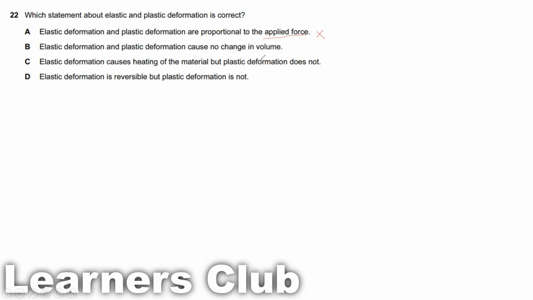They do have a change in volume, so this statement is incorrect. Elastic deformation causes heating of the material, but plastic deformation doesn't. That's totally incorrect. Elastic deformation is reversible. Reversible means it goes back to its original length, so that part is true. Plastic deformation is not reversible. Once it is permanently deformed, you cannot get the original length. So there is a permanent extension added to the original length. As a result, it is permanently deformed. So that is called plastic deformation. So this part is right. And therefore your option is D.